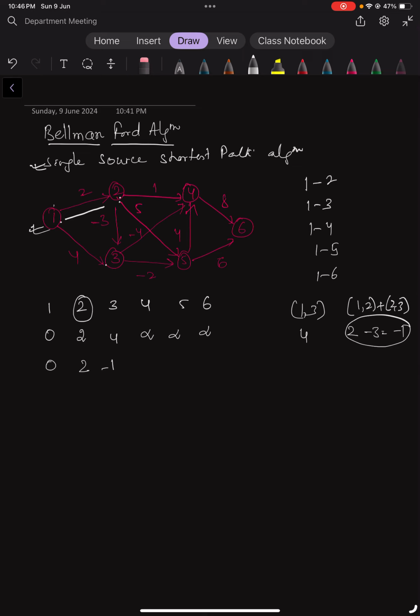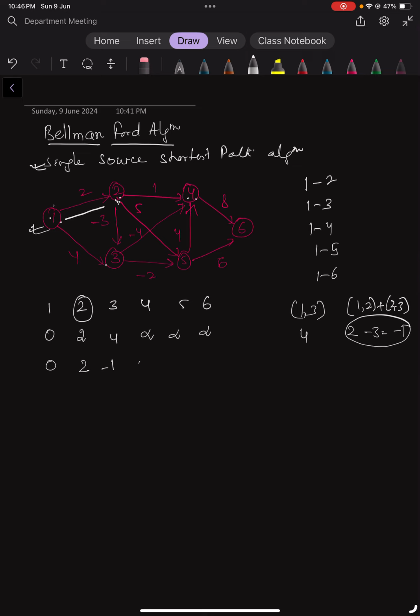And after considering this 2 as intermediate node, can we reach 4? Yes. So what is the distance from 1 to 4 via this 2? Because we have selected this 2. Okay, so that is nothing but 3.